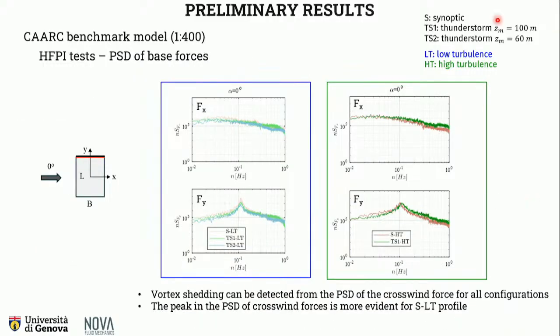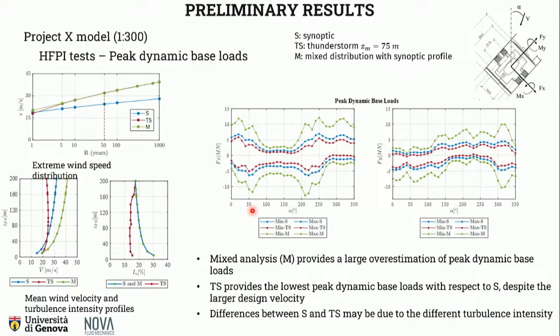This is just another elaboration of results showing the power spectral density functions of the base forces measured under this configuration, so 0-degree angle of attack. In this case, Fx is the along wind force and Fy is the crosswind force. And we can clearly see peaks in the spectra related to vortex shedding, which are much more evident and spiky for the synoptic wind configuration. This is a very short summary of some results for the Project X model.